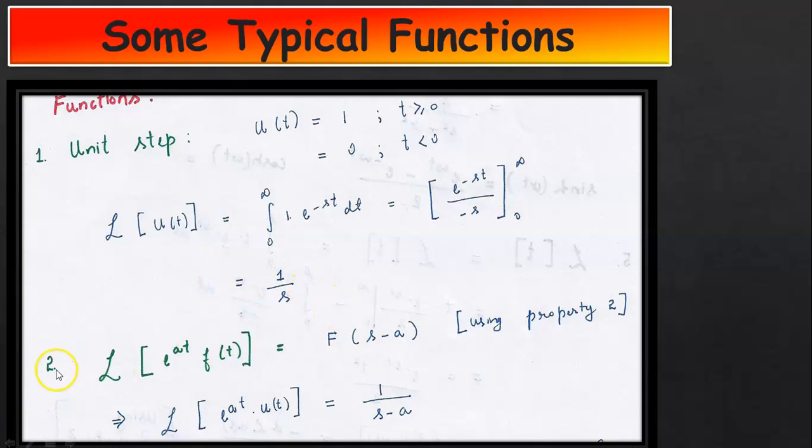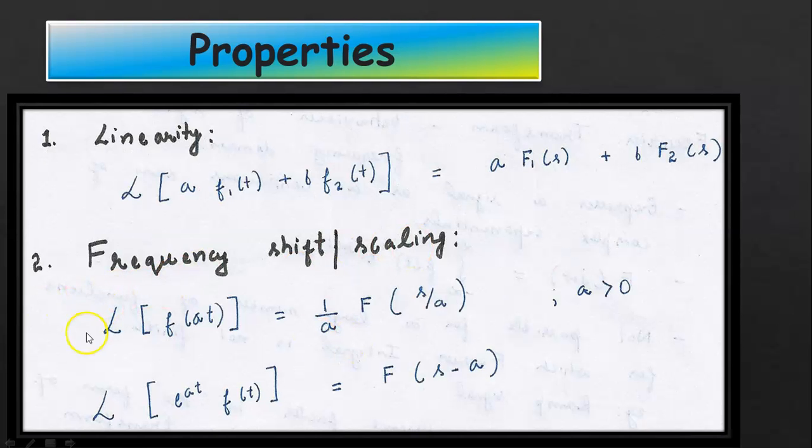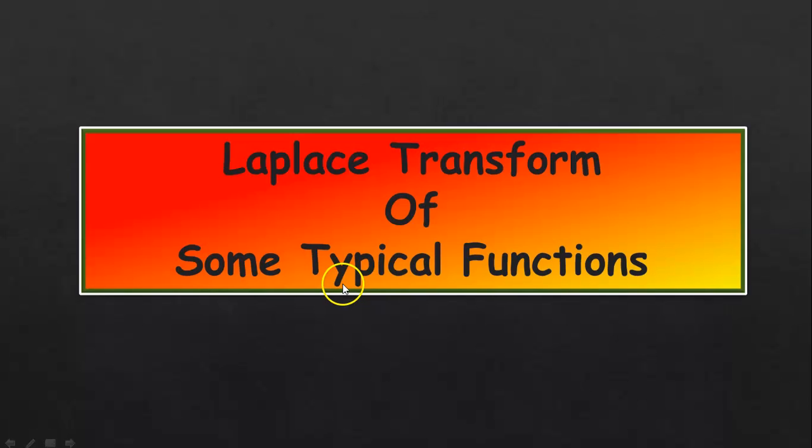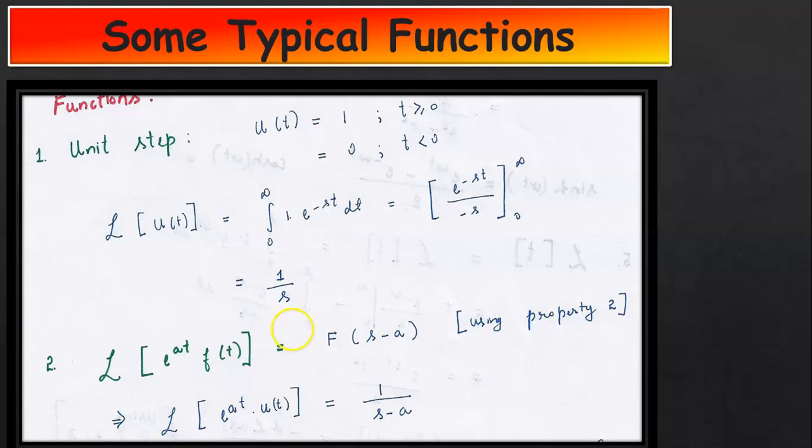Now Laplace transform of an exponential function e raised to power at u of t. So we know Laplace transform of e raised to power at f of t is equal to F of s minus a by using the property discussed earlier. So Laplace transform of e raised to power at u of t will be equal to 1 by s minus a, because Laplace transform of u of t is 1 by s.